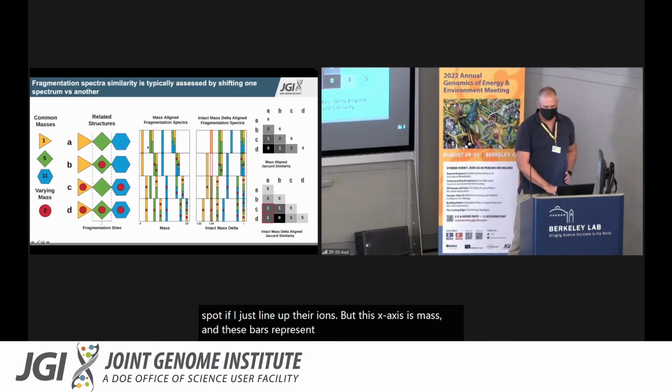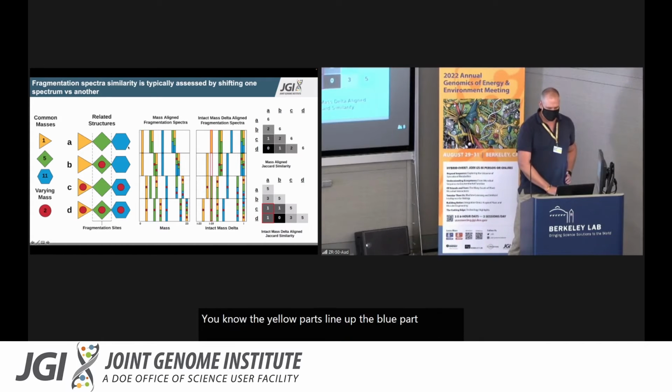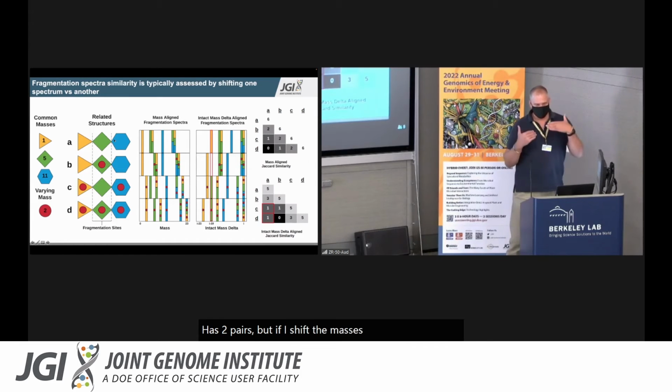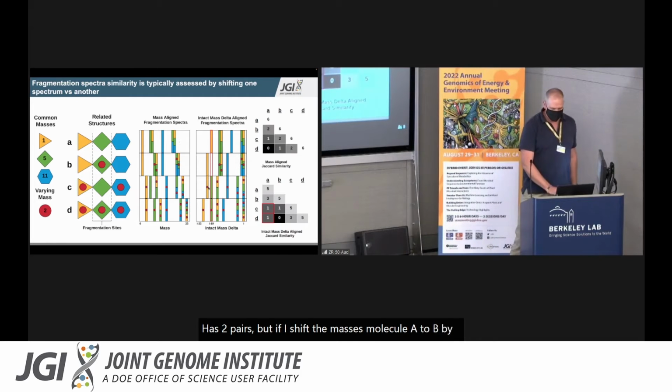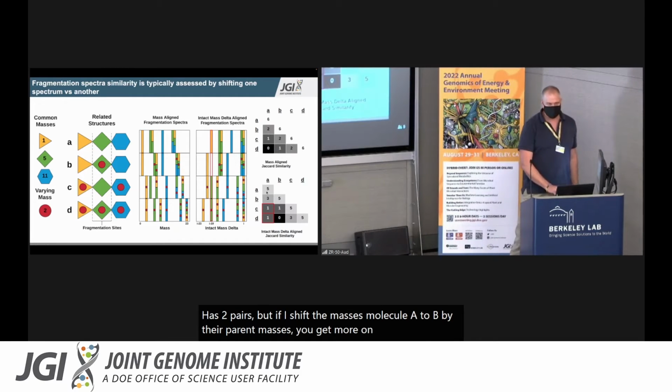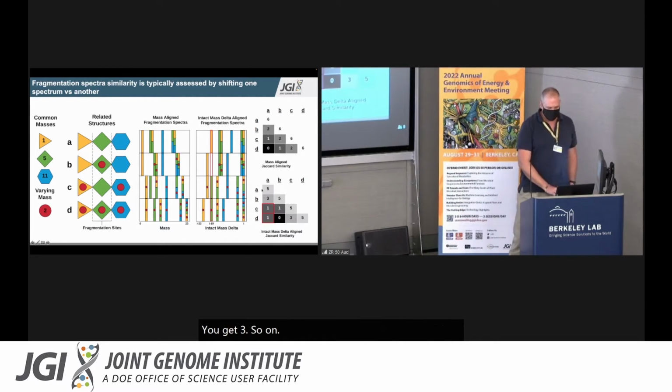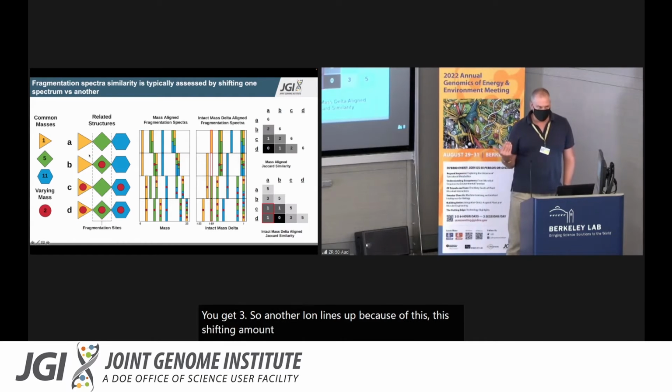and these bars represent a theoretical spectra, you don't get a very good alignment, right? Because it weighs a different amount. The yellow parts line up, the blue parts line up, so you get 2. A versus B has 2 pairs. But if I shift the masses of molecule A to B by their parent masses, you get more ions lined up. You get 3. So another ion lines up because this shifting amount is accounted for in the shift.